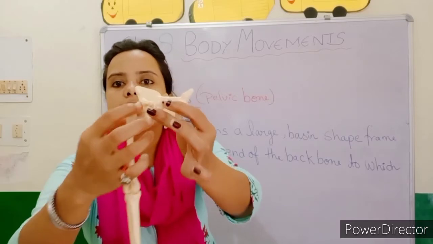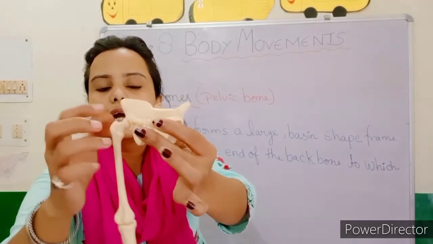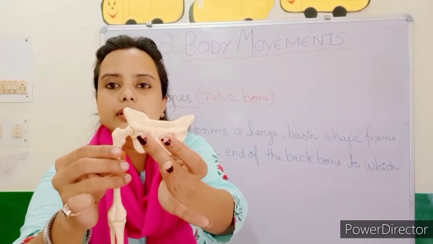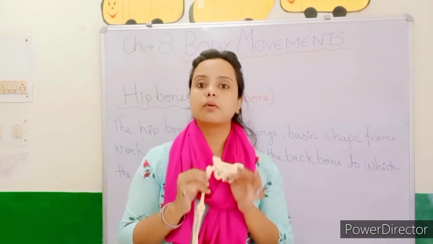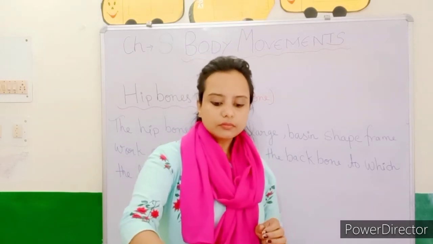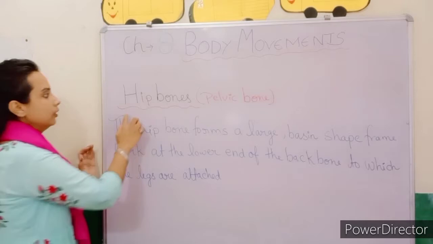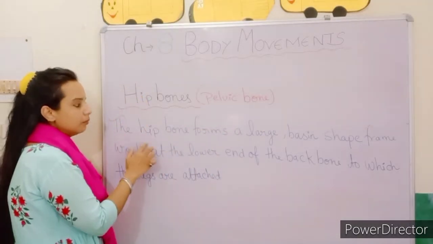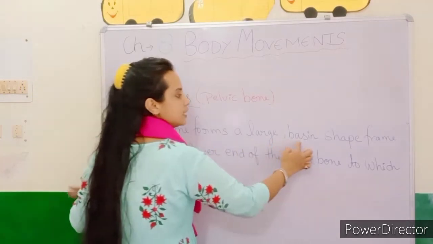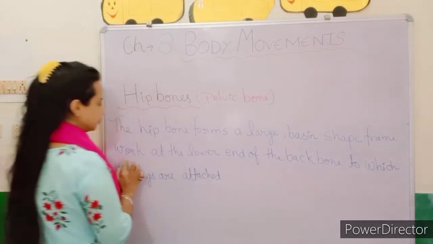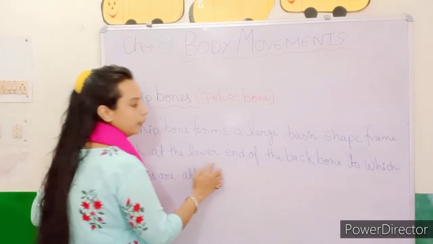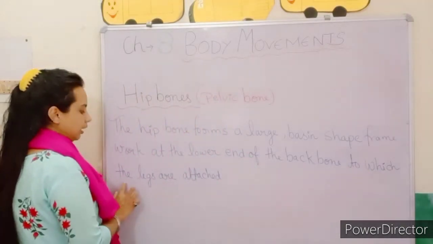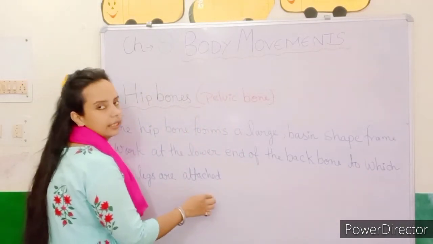The structure here looks like a ball, and you can see this socket here, so it is attached with it. That's why it is known as the ball and socket joint. So now what is the hip bone? The hip bone is also known as the pelvic bone. The hip bone forms a large basin shaped frame at the lower end of the backbone to which the legs are attached.